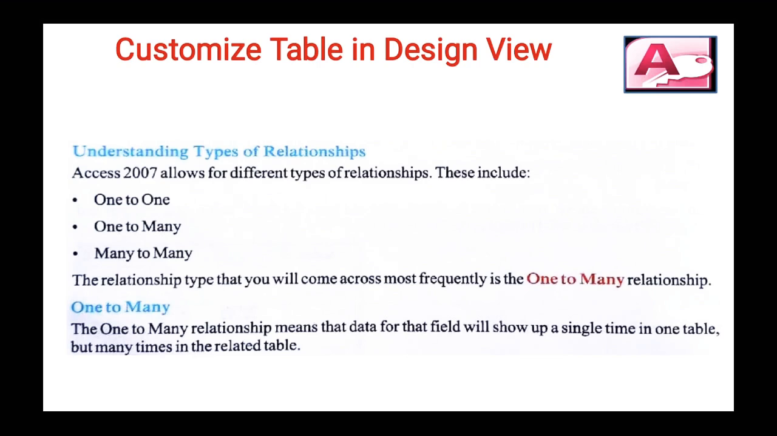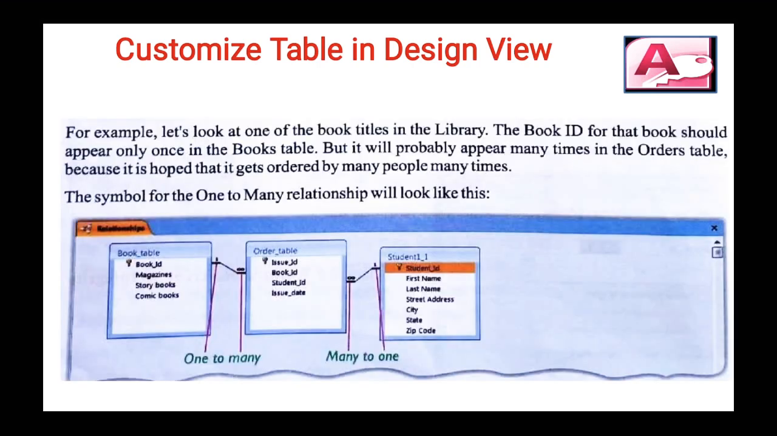For example, let's look at one of the book titles in the library. The Book ID for that book should appear only once in the Books table, but it will probably appear many times in the Orders table because it is hoped that it gets ordered by many people many times. And the symbol will look like this, as it has been shown in the slide.